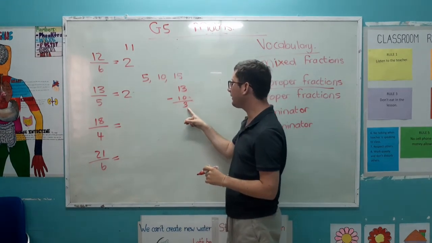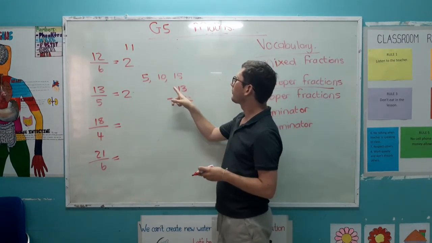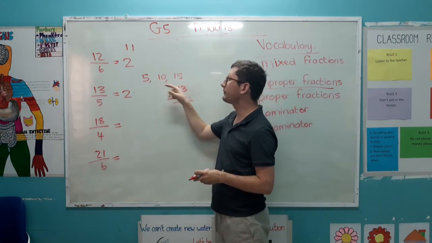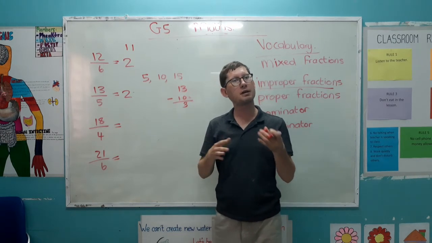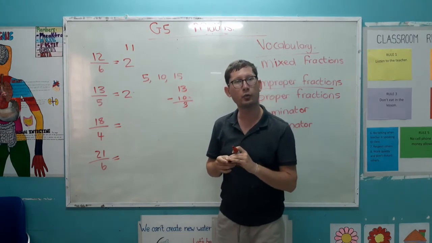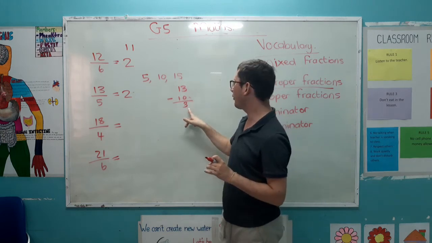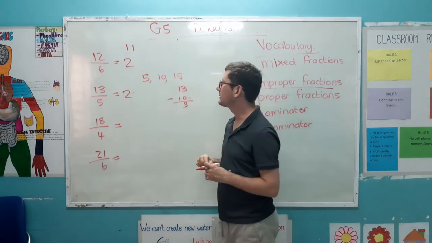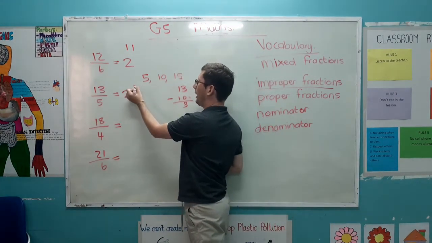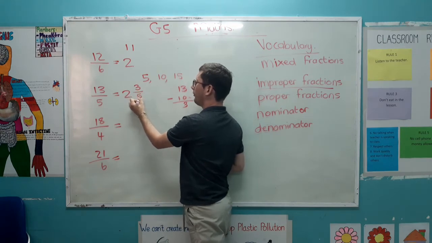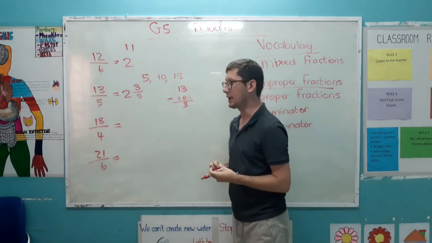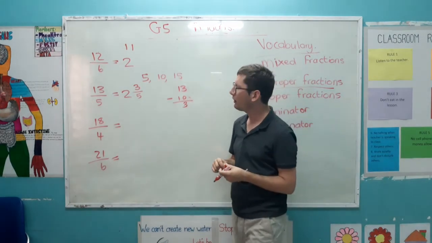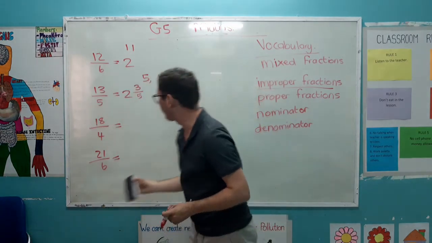You see, now the remainder would be 3, because we stop at 10 and 13 minus 10 is 3. So then we have 2 and 3 over 5. And that would be your answer, okay? Because that would be your mixed number. So let's have a look at the next one.